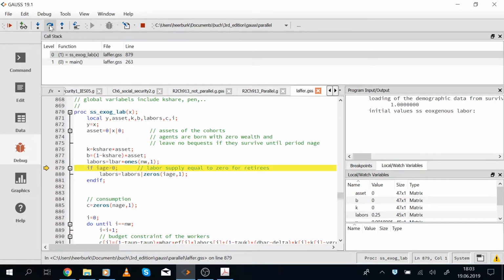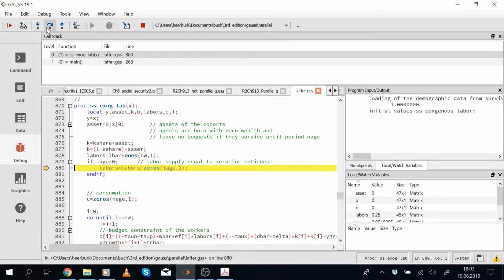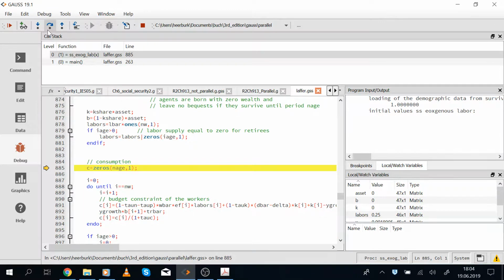Our labor supply is simply equal to 0.25 at each working age. And we add the number of retirees' ages in the form of zeros, so this will be used in our nonlinear first order equations where we specify a labor supply of 0 for the retirees.